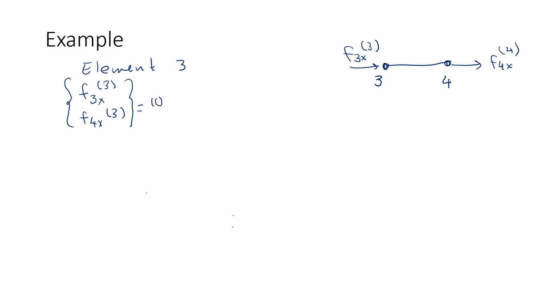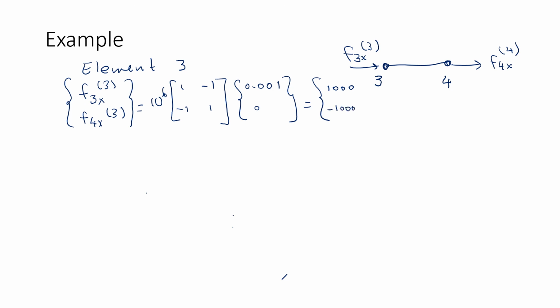F3x for element 3, F4x for element 3. This is equal to 10 to the power 6, 1 minus 1 minus 1 and 1. Multiply by the nodal displacement. So I have here a 0.001 at 3, and I have 0 at 4. And when you do the math here, you get 10 to the power 6. So I get here a plus 1,000 pounds, and here I get a minus 1,000 pounds as expected. So we can say bar 3 is in compression, 1,000 pounds.